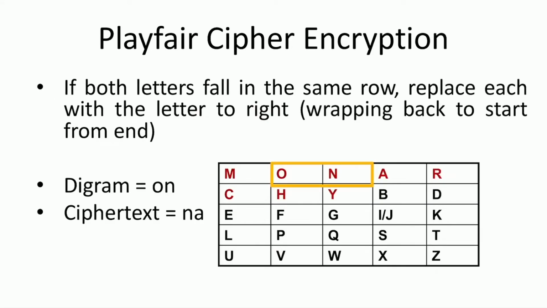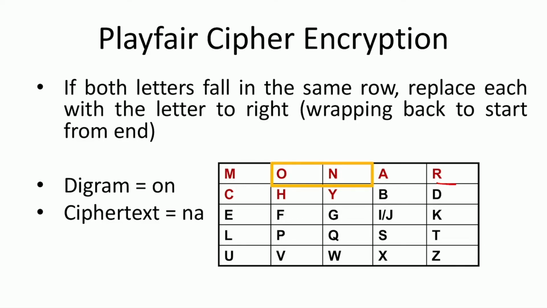Let's look at how to encrypt these digrams using the key matrix we created earlier. There are 3 rules for doing that. First is that if both letters fall in the same row, each letter is replaced with the letter to the right. Of course, wrapping back to the start from the end, in case we have a letter at the very end.